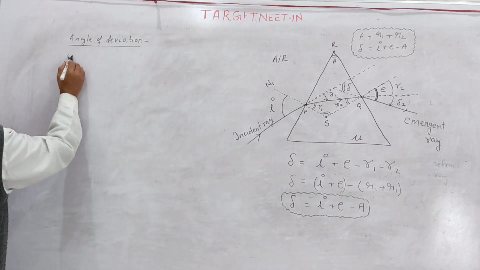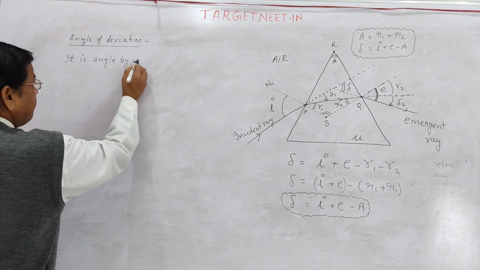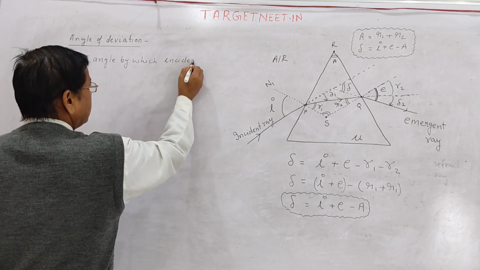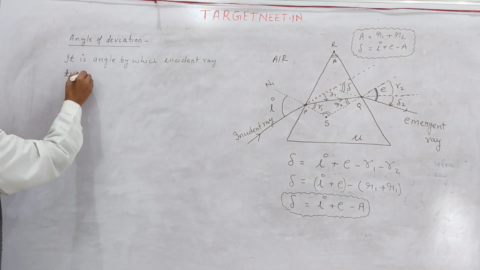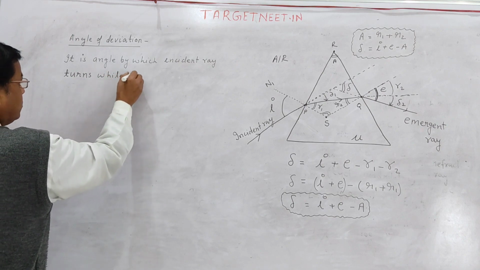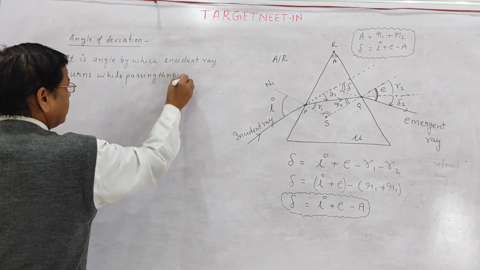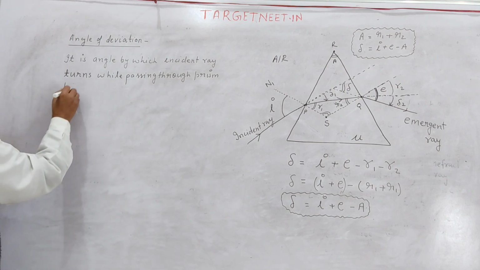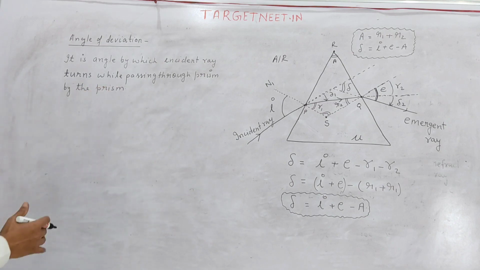So it is the angle by which the incident ray turns while passing through the prism. This is the definition of angle of deviation.